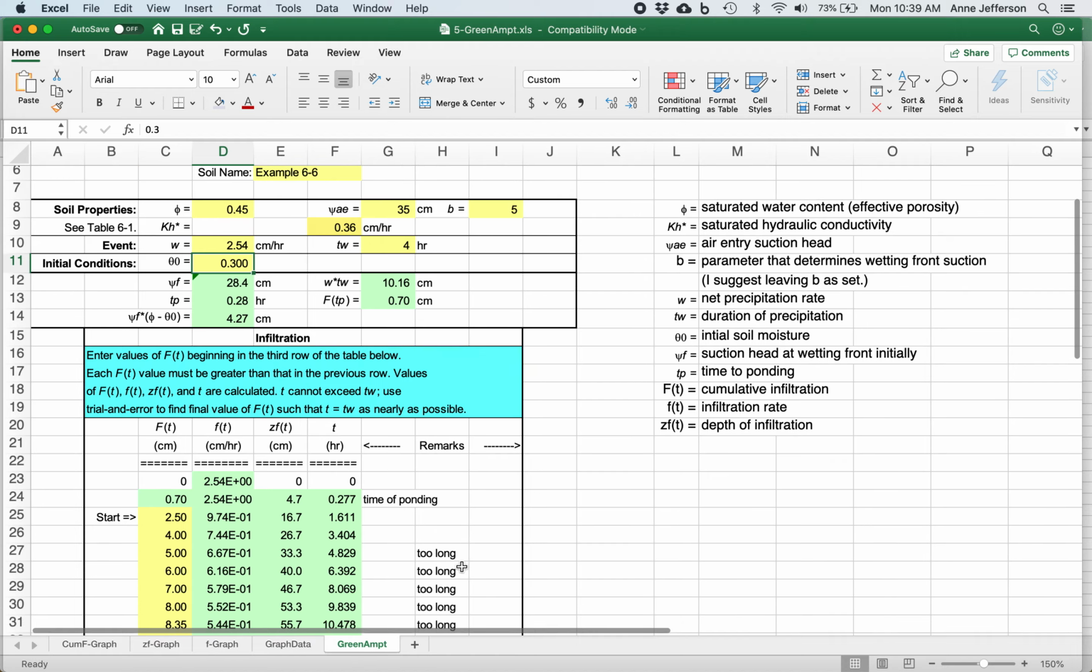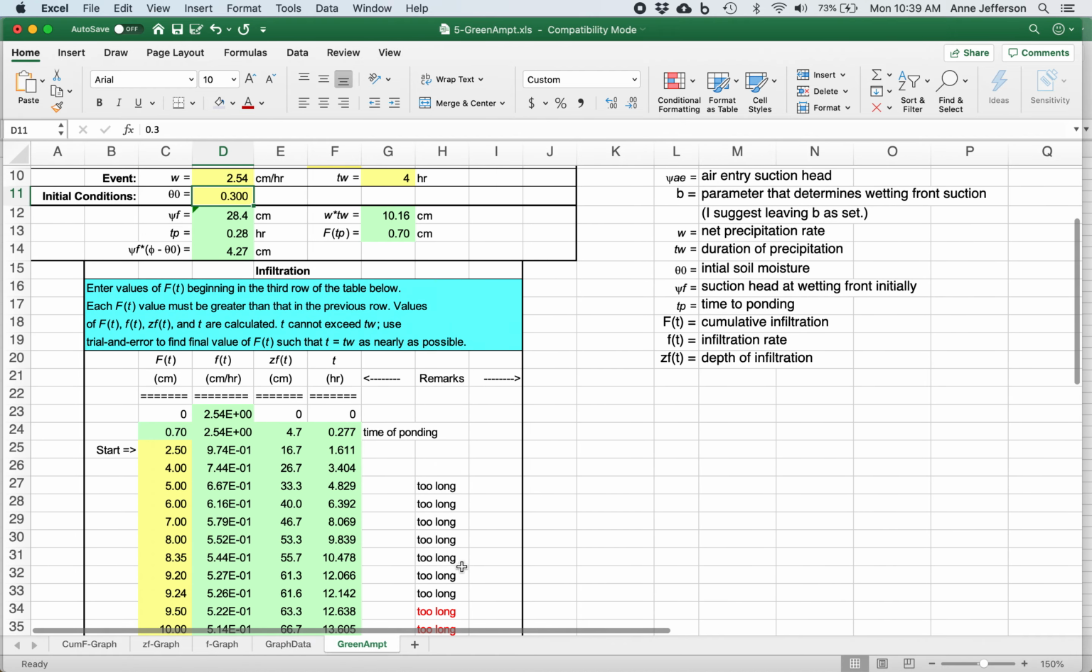And then down here, there's this long table. The columns on this table are the cumulative infiltration, so the total amount of water that has infiltrated at any given time, the infiltration rate that is occurring at any given time, and the depth to which the wetting front has reached at a particular time. So how far down has moisture from that rainstorm made it into the soil at a given time?